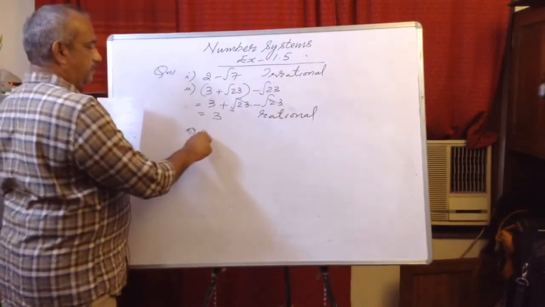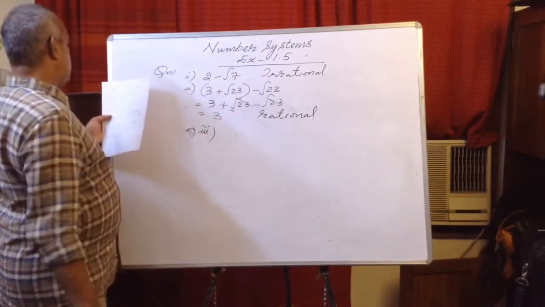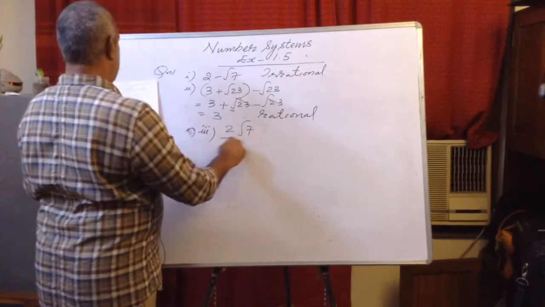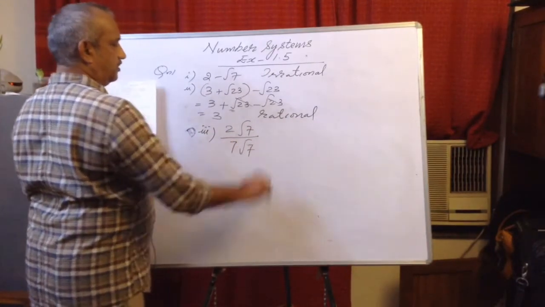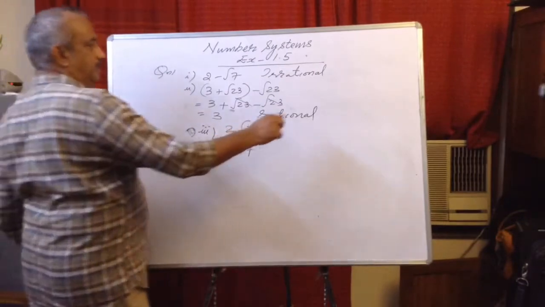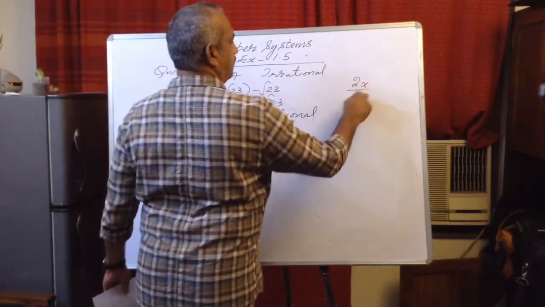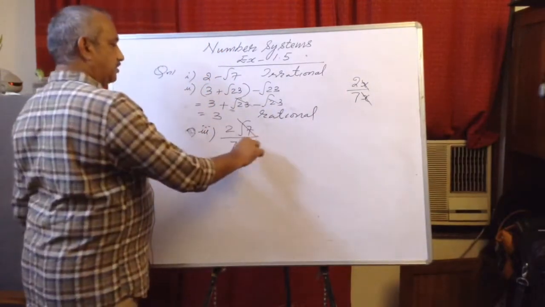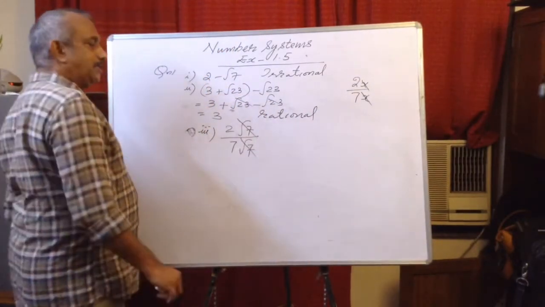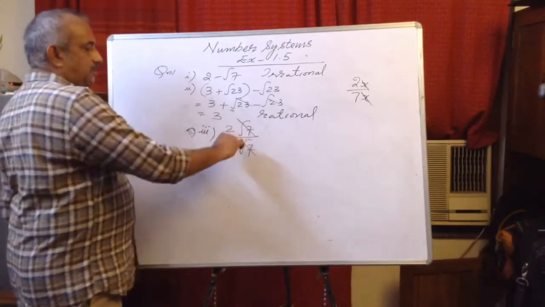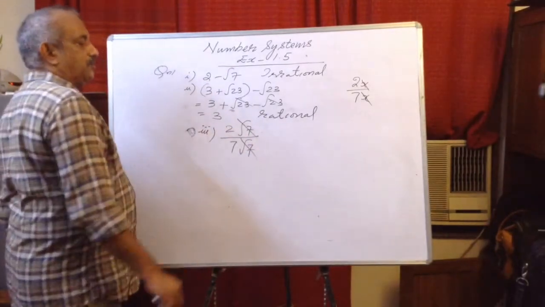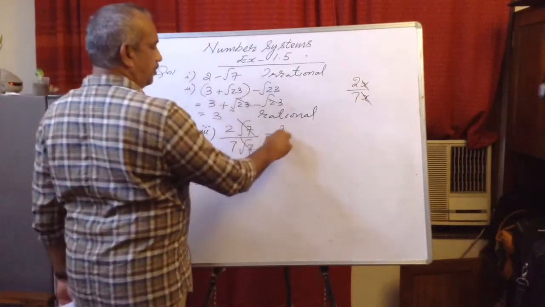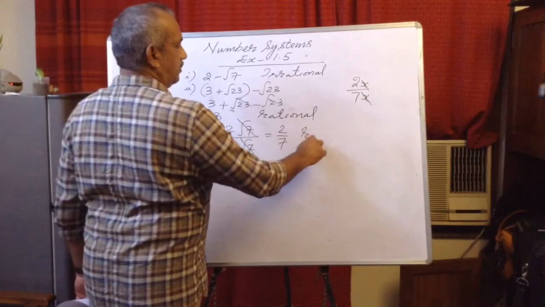Then third one. See, 2 root 7 upon 7 root 7. Try to simplify. It is just like 2x upon 7x. x and x can be cancelled. 2 upon 7. So root 7 and root 7, because in between is multiplication only. 2 into root 7 upon 7 into root 7. Root 7 and root 7 cancel. We get 2 upon 7, rational.